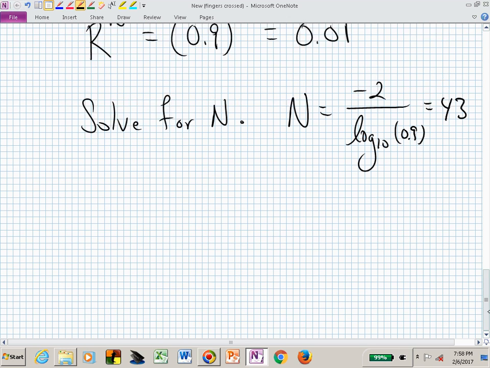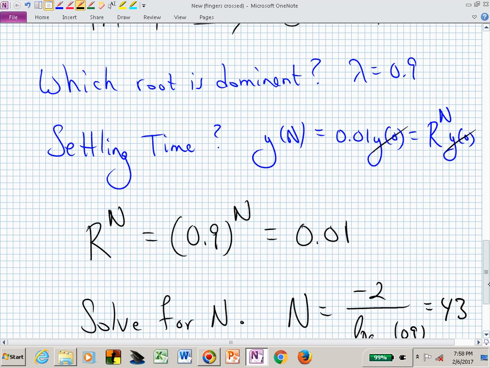Do we always use that equation for settling time? The answer is yes. We will just identify what do we use for R? What if we did have complex poles? What would we use for R? We would use the magnitude. We would find the R that's closest to 1 and just use that. That's what we're going to agree on in this class.